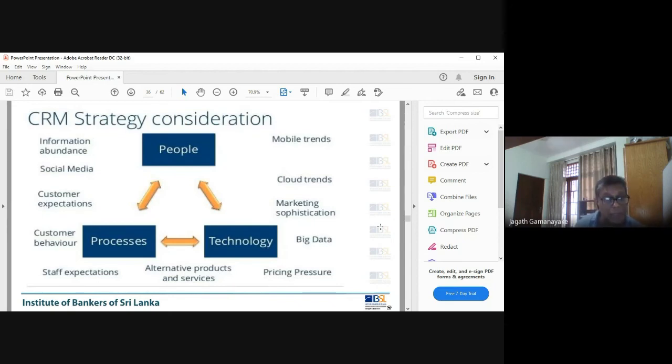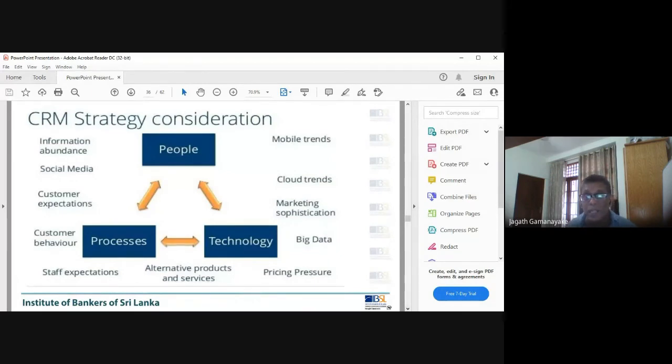Then the technology side, we talk about how you implement the CRM system, right? So how you use your CRM to cement your process, right? How it will support your system, right? How it integrates with your system. All these things you need to look at. That is what CRM strategy is basically concentrating on, right?